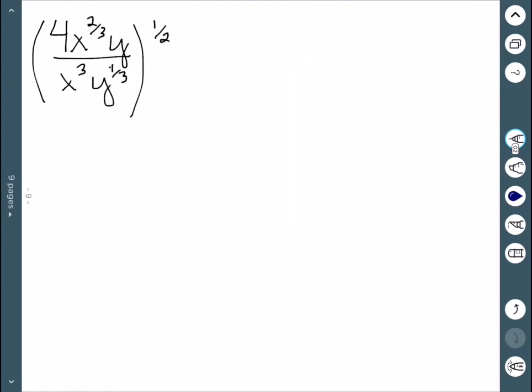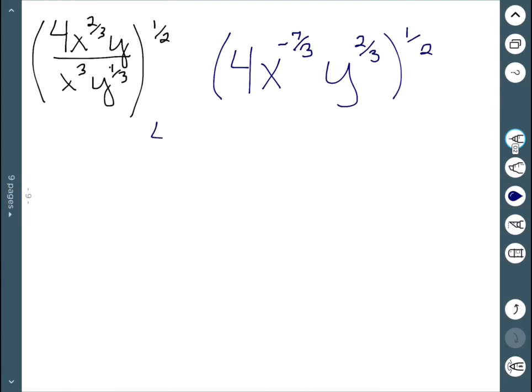Our last one, we should start by looking inside the parentheses first. So first we just have this 4. We want to subtract exponents when we divide. So 2/3 minus 3 would be -7 over 3. And then y, 1 minus 1/3 is 2/3, all to the 1/2 power. So I now have 4 to the 1/2, x to the -7/6, and y to the 1/3.